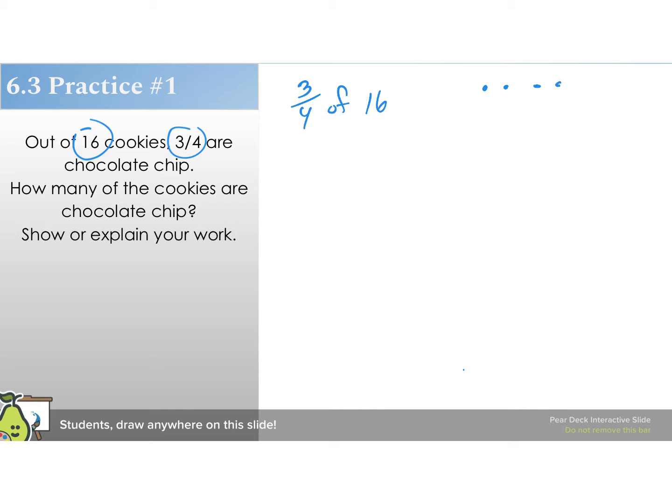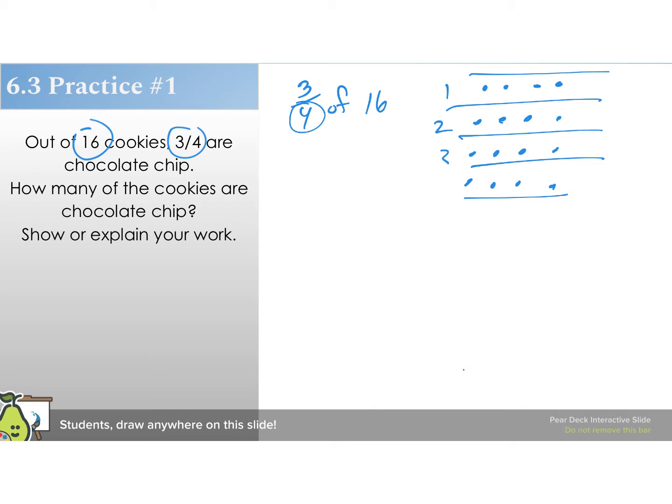1, 2, 3, 4, 5, 6, 7, 8, 9, 10, 11, 12, 13, 14, 15, 16. We want to split it into 4 equal groups: 1, 2, 3, and 4. So we have 4 groups, and there are 4 in each, but we want 3/4. So we want 1 group, 2 groups, 3 groups. We have 4 plus 4 plus 4 makes a total of 12 cookies.